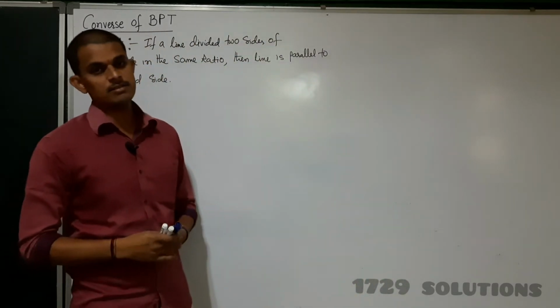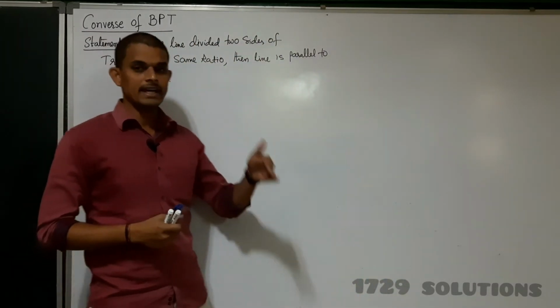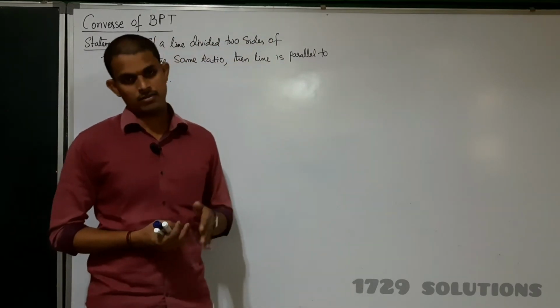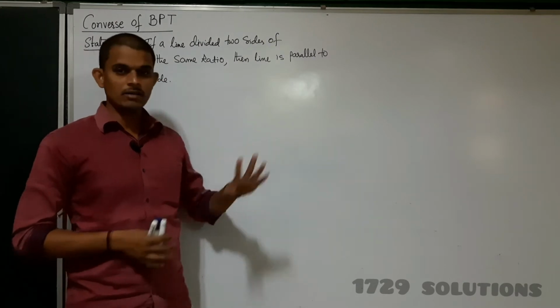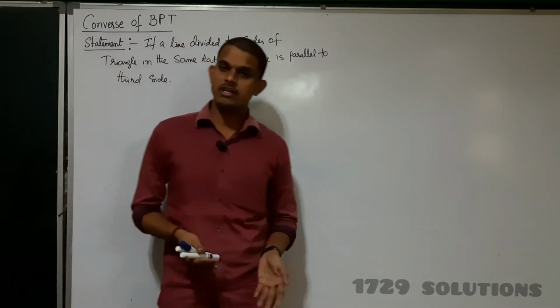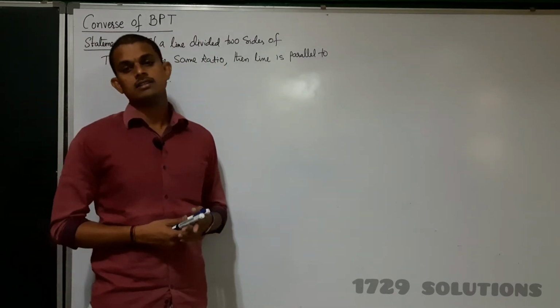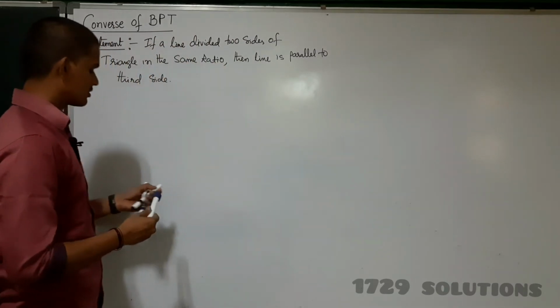In the previous BPT theorem, we took the line parallel to the third side, and we proved the line divides the sides in the same ratio. Now here the line is not given as parallel; the line divides in the same ratio. Now we are going to show that that line is clearly parallel to the third side. Clear? So I am going to start the proof.